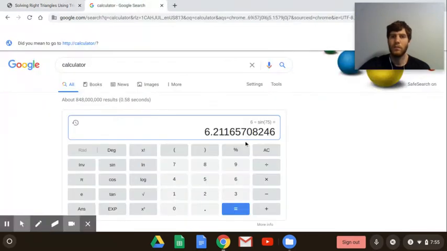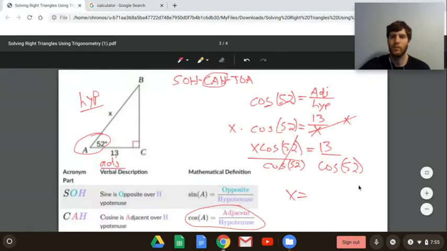So we can go to the calculator. 13 divided by cosine 52. Enter, and it tells us 21.12, right? So we round that to 21.12. Okay, and again, it's approximately equal. It's not exactly equal, but it's approximately equal to 21.12.